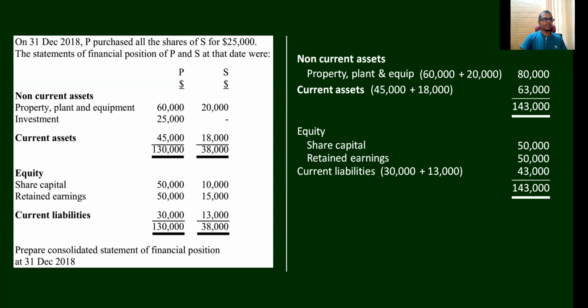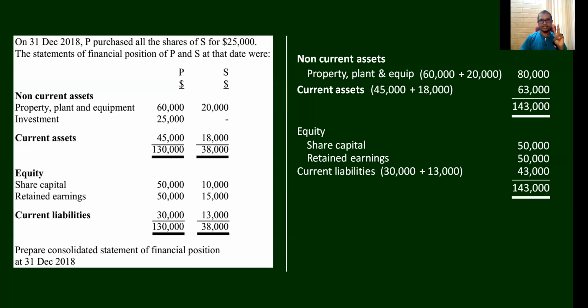Okay, one point I would like you to remember or notice here, share capital is only parent company share capital. And retained earnings, consolidated reserves, also parent company reserves in this example, because S company reserves, so the retained earnings, P company has paid and purchased. Okay, it won't come into the consolidated one.